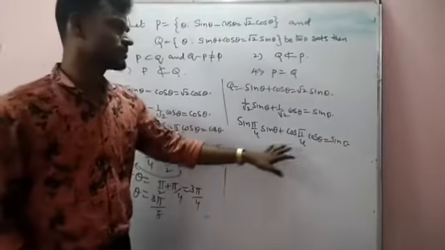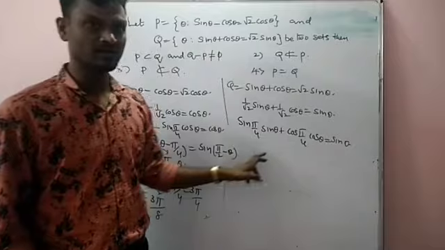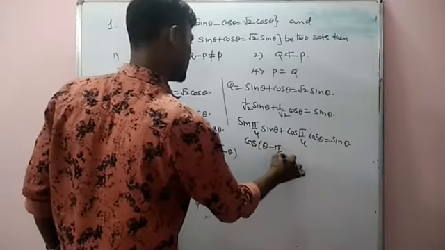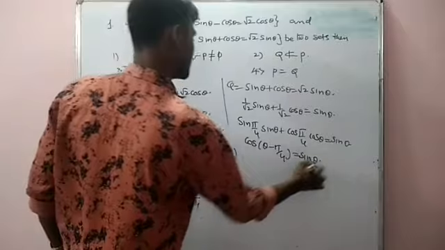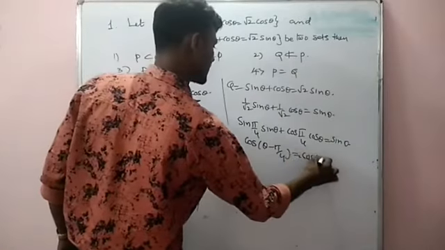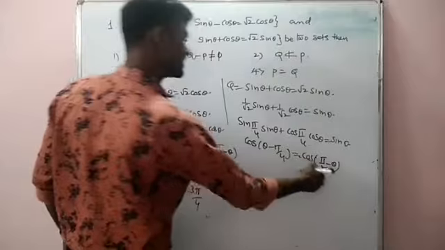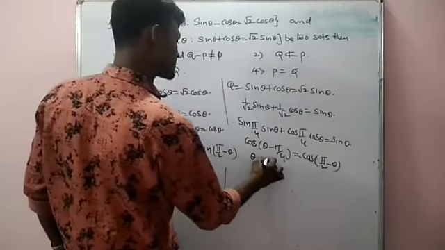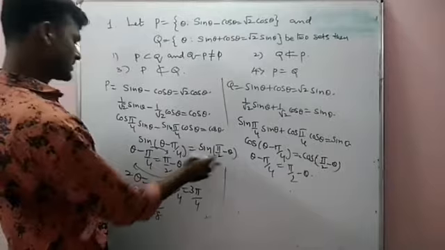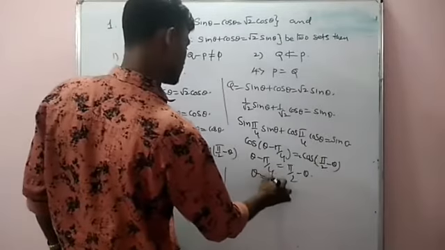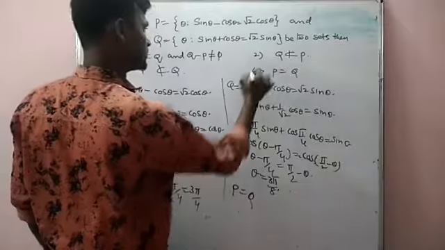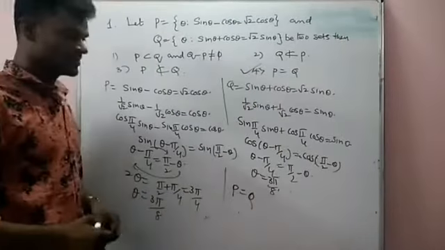Now we use the formula cos A cos B plus sin A sin B is equal to cos of A minus B. So cos of theta minus pi by 4 is equal to sin theta. Now this sin theta we take as cos of 90 minus theta. Then cos cancels on either side, theta minus pi by 4 equals pi by 2 minus theta. Here also same, directly we write theta is equal to 3 pi by 8. Then P is equal to Q. This is the fourth option.